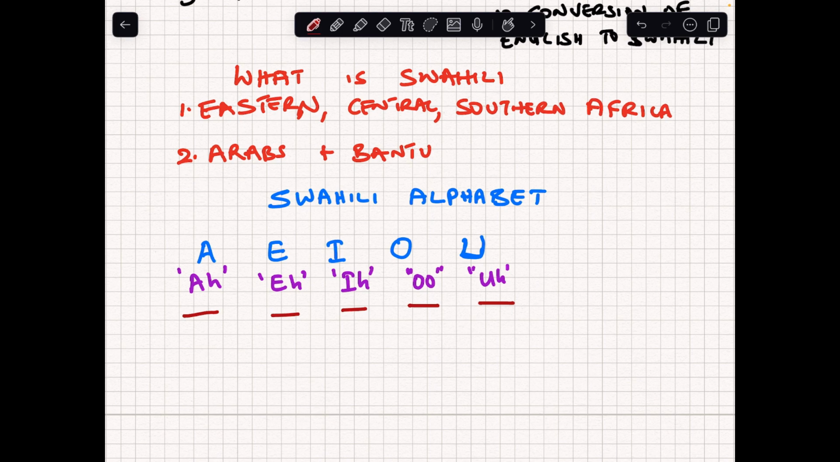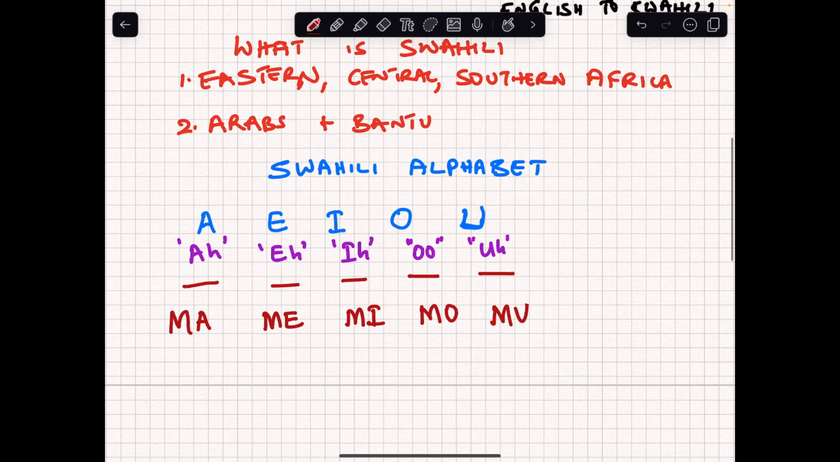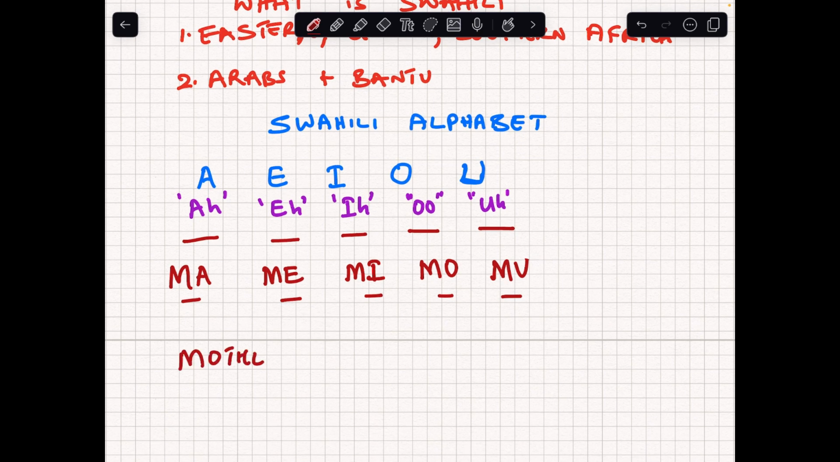Now, we can start combining consonants with these vowels. So, for example, with an M, M by itself is M, and then you add A, that's MA. And then M with E, remember E is A, so it becomes ME, MI, MO, and MU. Let's review this again. Ma, me, mi, mo, mu. Now, for example, mother. In Swahili, we just repeat this ma twice. So it becomes mama.